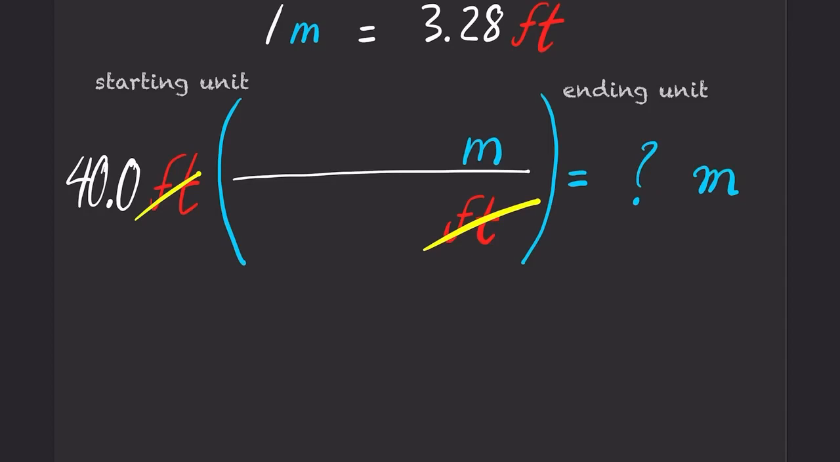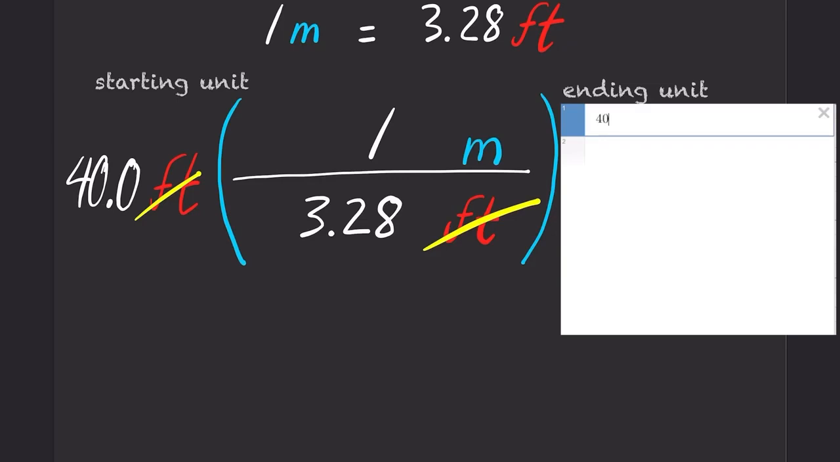Again, knowing that 1 meter equals 3.28 feet, if we plug 1 meter to the numerator and 3.28 feet to the denominator, this will cancel the units feet, leaving us with the meter as the only unit at the end. Now, plug the numbers into your calculator.